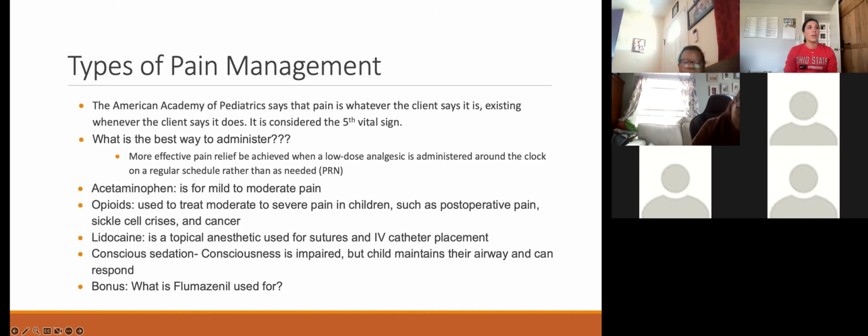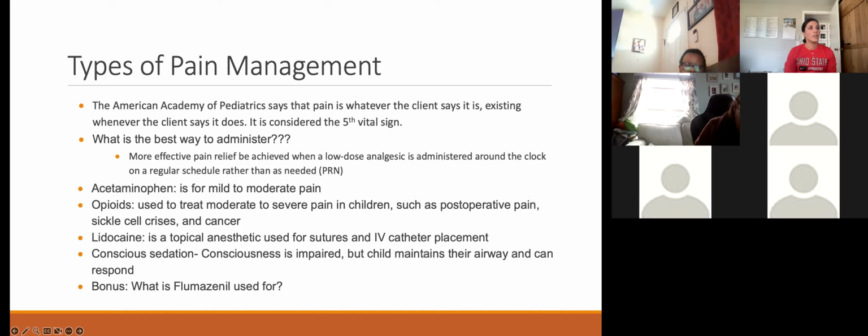When we're choosing medications, acetaminophen is going to be our drug of choice for mild to moderate pain. For moderate to severe pain, like postoperative pain or a sickle cell crisis or pain related to cancer, we're going to use opioids.